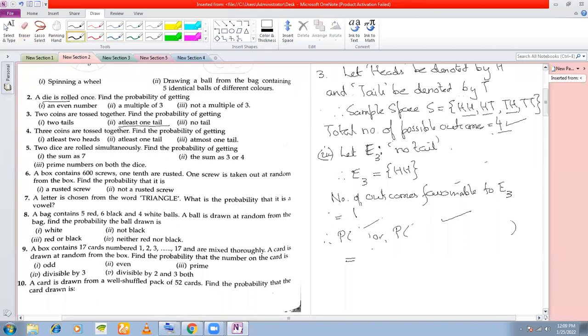Only HH. Yes, sir. So how many outcomes are favorable to the event E3? 1. So probability of E3, or the probability of no tail, should be 1/4. So 1 by 4. And that should be your answer, right? So that was easy enough. Okay, let's answer question number 4 now.